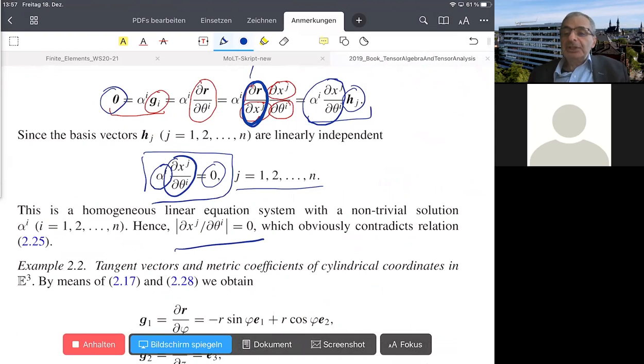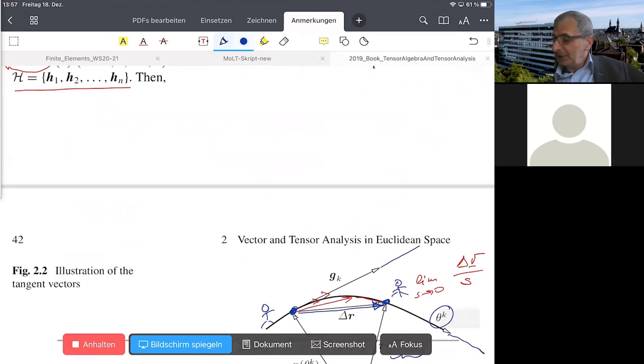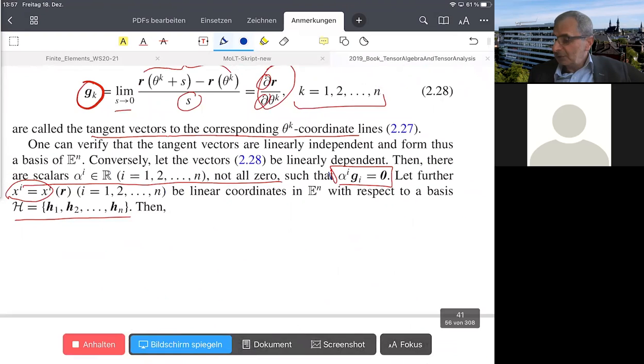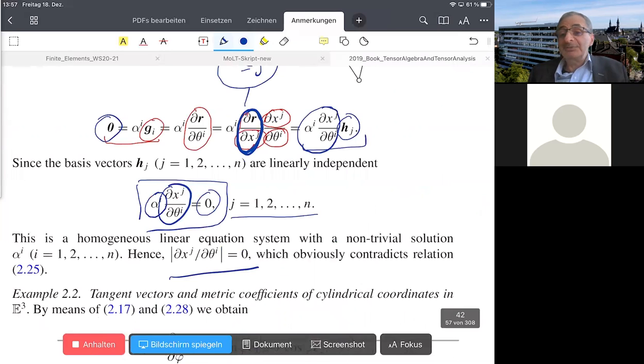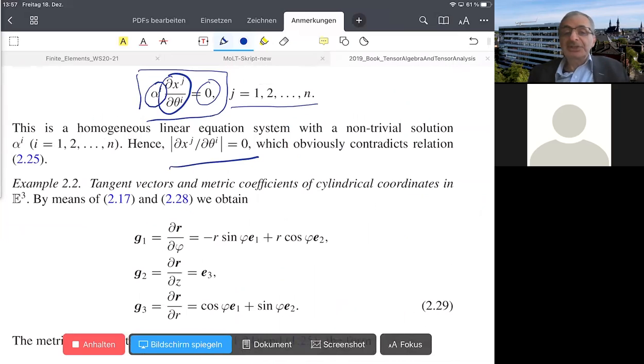There are no such scalar values alpha which give us a zero linear combination of our tangent vectors leading to the zero vector, which means that our assumption that these vectors can be linearly dependent is wrong. It means that these tangent vectors are linearly independent and form a basis. Okay. So, clear?